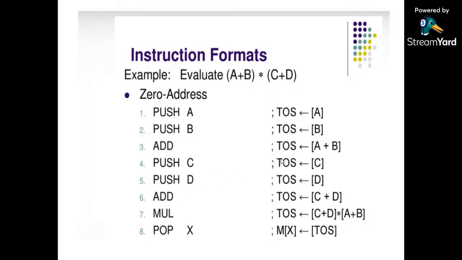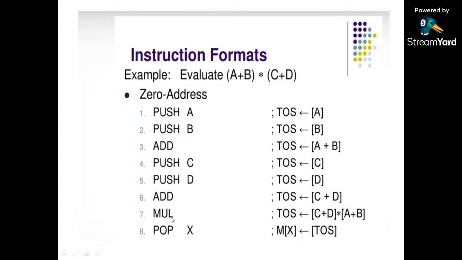So top of stack, as you can see, is d, and top of stack minus 1 is c. So the two values, c and d, will be fetched to the arithmetic and logic unit. The addition operation will be performed, and the result of addition of c plus d will be stored at the top of the stack. So now at the top of the stack, what is stored? The result of addition of c plus d, and top of stack minus 1 has the result of addition of a plus b.